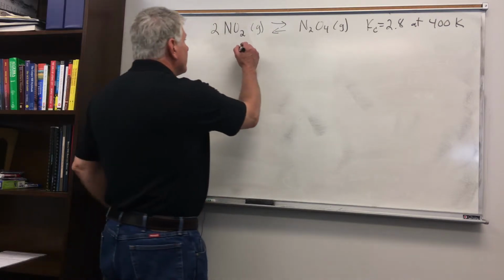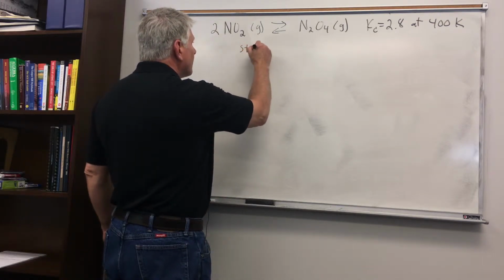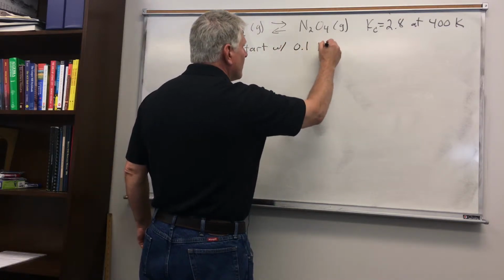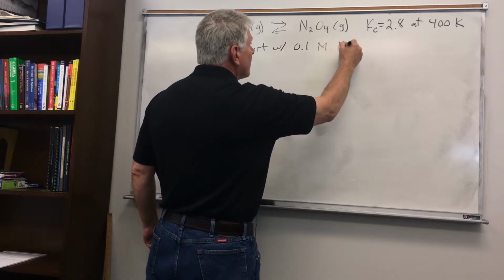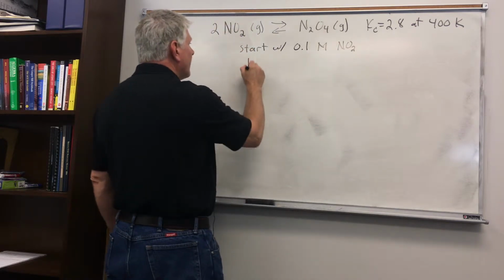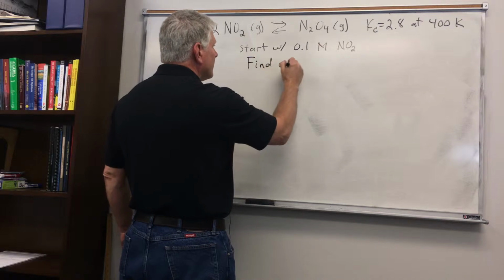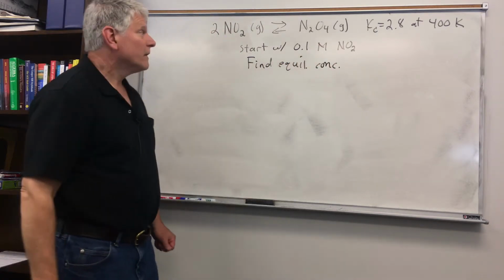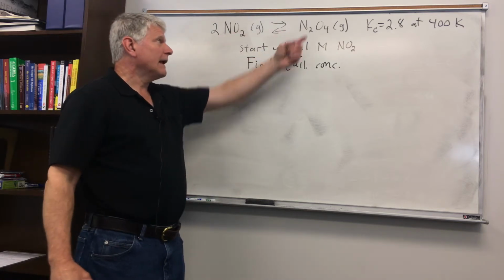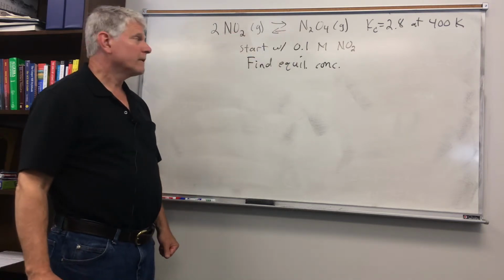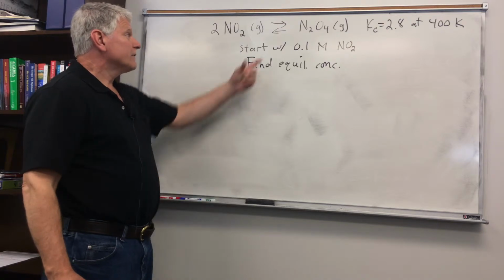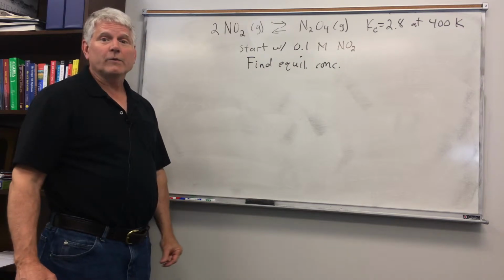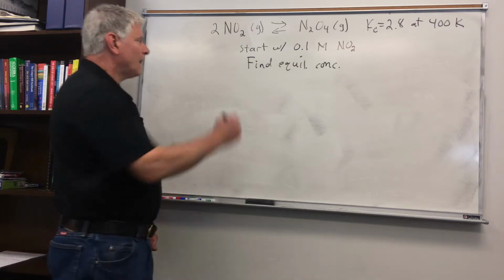It is 2.8 at 400 Kelvin. So if we start with 0.1 molar NO2, let's find the equilibrium concentrations of both NO2 and N2O4 product. So knowing just the starting amount and the equilibrium constant, we can determine all the equilibrium concentrations. How can we do that?